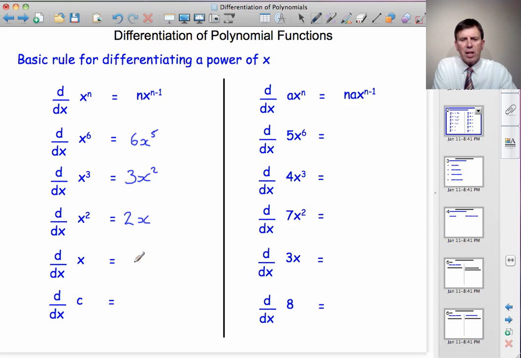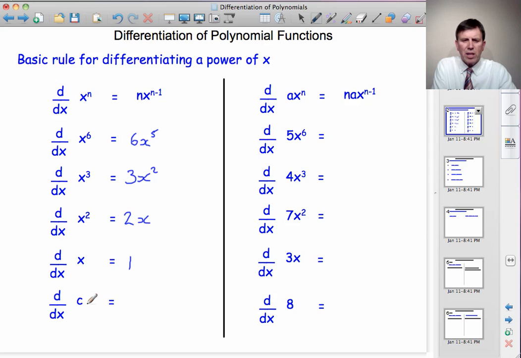What if we differentiate x? Well, we can think of x as x to the 1. So we get 1x to the power 0. But x to the power 0 is 1, so we've got 1 times 1. So the differential is just 1. However, an easier way of thinking of that is if we were considering the line y equals x, the gradient of that line is 1. And that's what differentiation is for a polynomial. It's the gradient of the curve, or in this case, the gradient of a straight line.